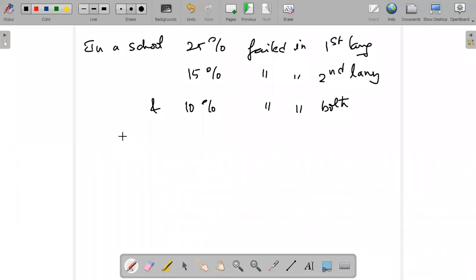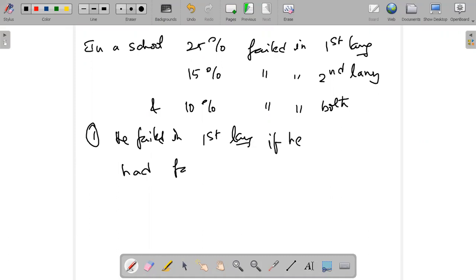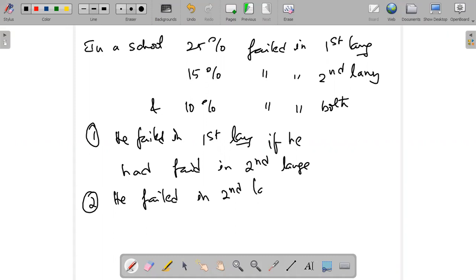Now, if a student is selected at random, find the probability that he failed in first language if he had failed in second language, and the second one, he failed in second language if he had failed in the first language.